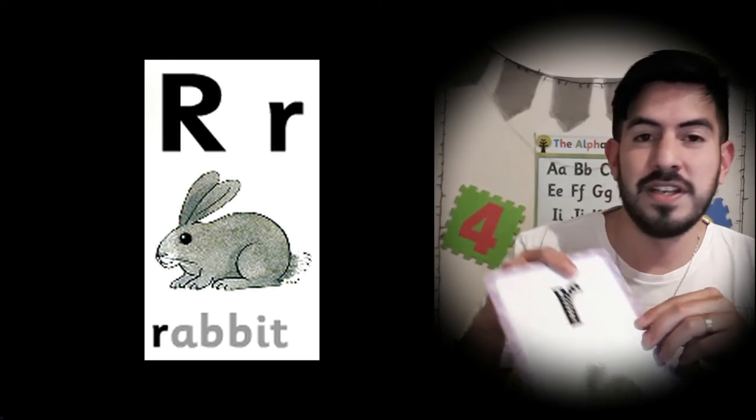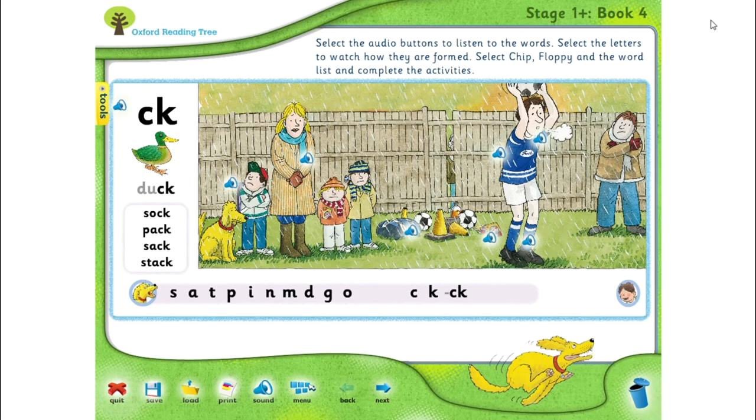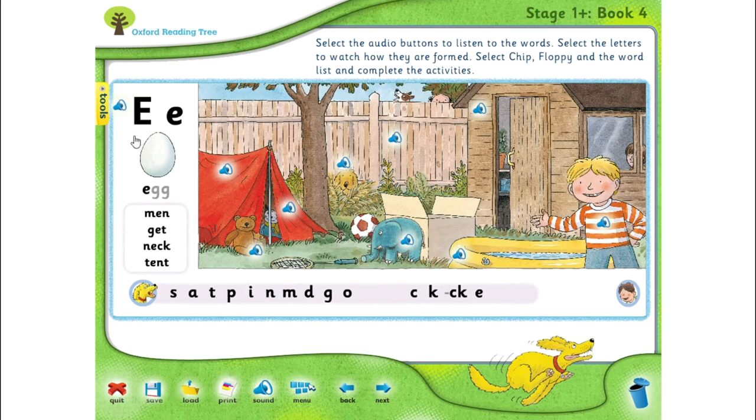Okay, so let's go straight to our Floppy's Phonics Soft to learn some other words with the R sound. Okay, here we are. Is this our sound? K, k, as in duck. No, this is not our sound. Let's see the next one. E, as in egg. It's not our letter.